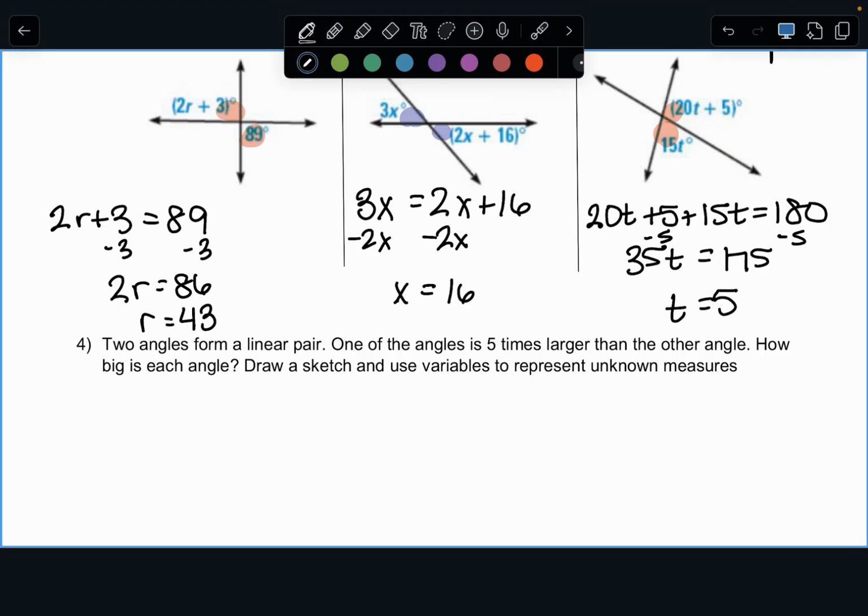What does that say? 35t equals 175. My 1 and 7 are just connected. There you go. Any other questions on that one?